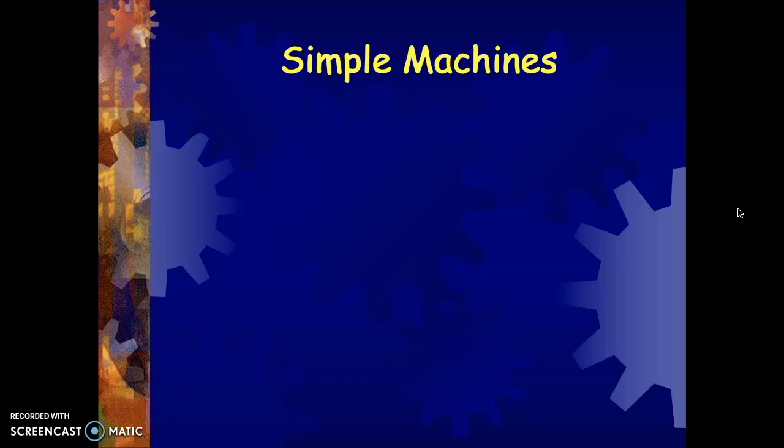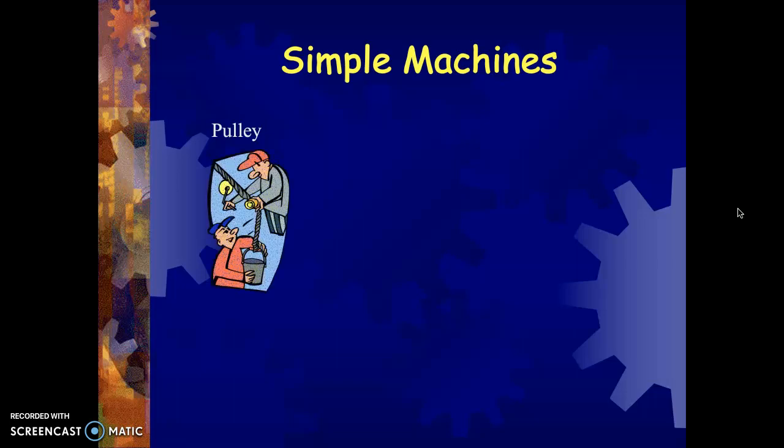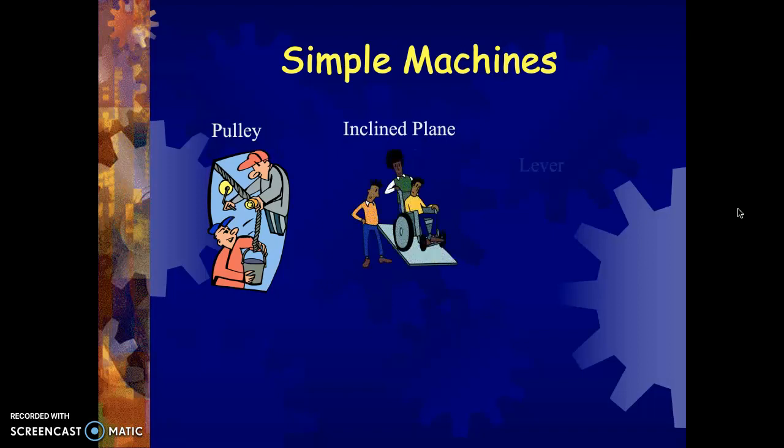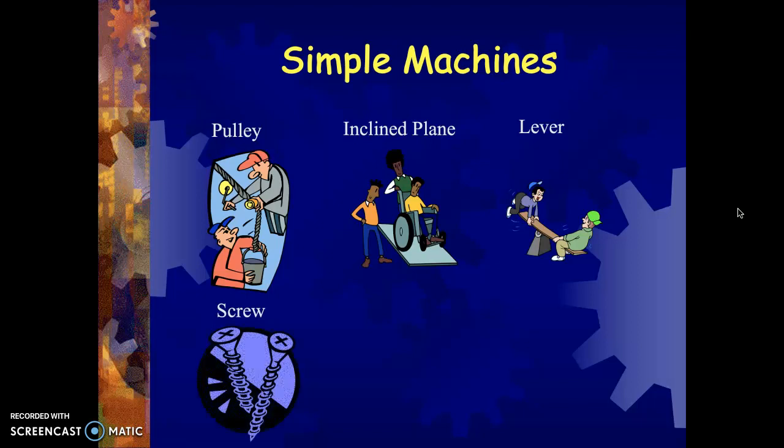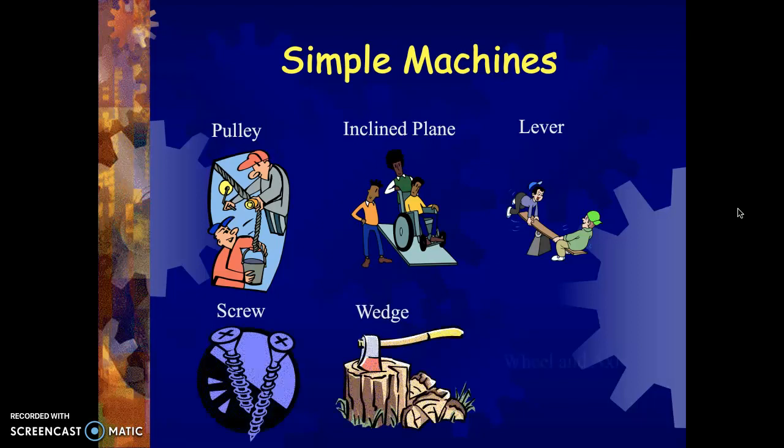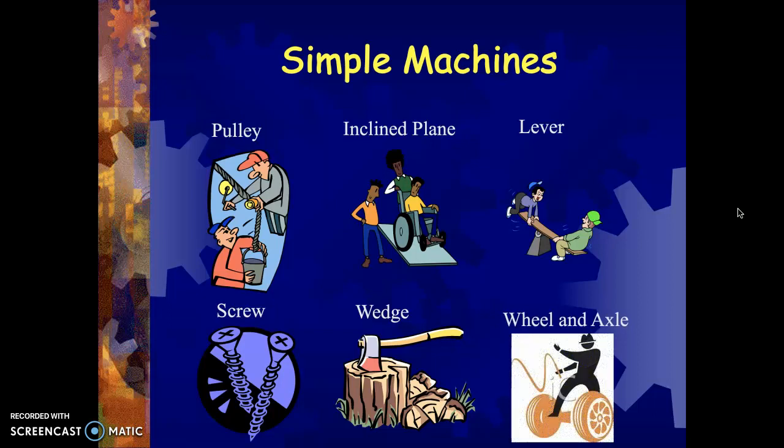Okay, today you are going to be still studying simple machines. We have talked about mechanical advantage and how to calculate that using the force or using the work. Today we're actually going to get into the 6 different types of simple machines. Those 6 different types are the pulley, which is what you're going to be working with today, an incline plane, a lever, a screw, a wedge, and a wheel and axle.